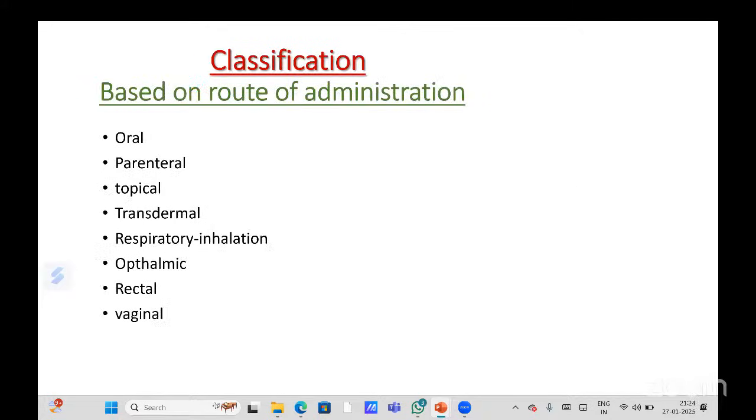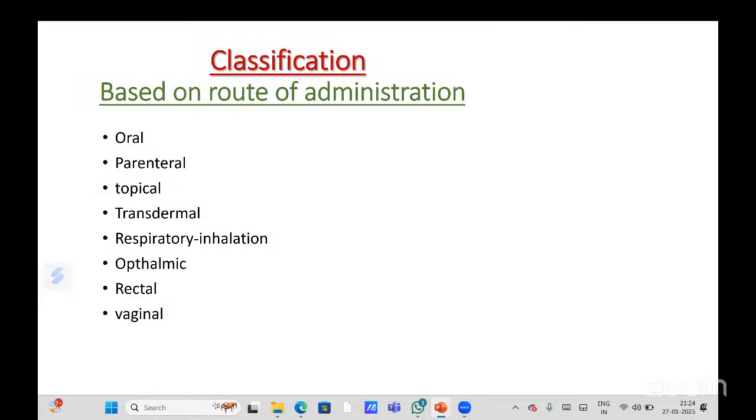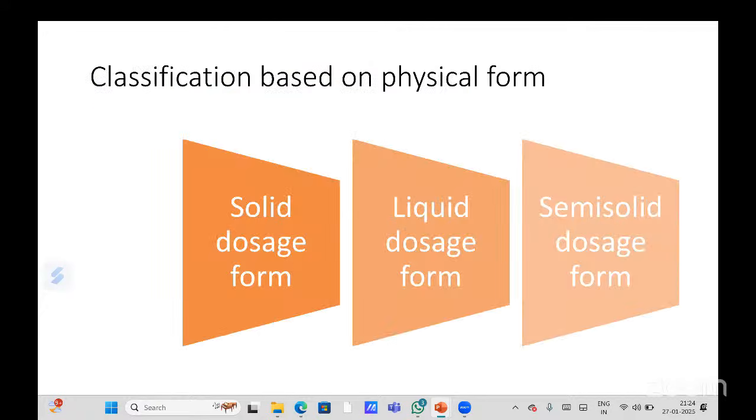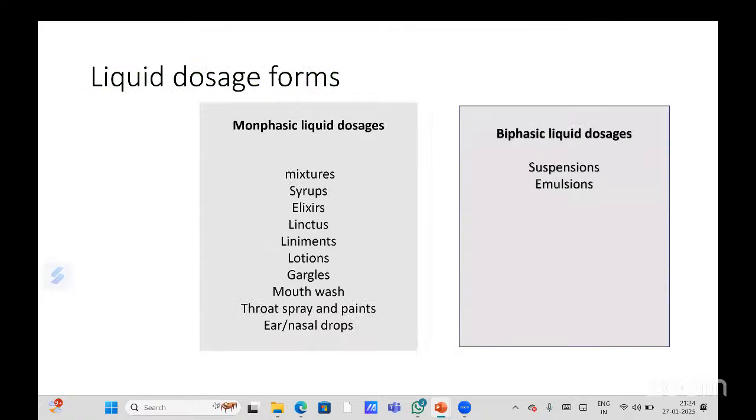Classification of dosage form: you may be asked to define dosage form and classify it. You may get such a question for 5 marks. That time you have to classify based on the routes of drug administration. It is classified into oral, parenteral, topical, transdermal, respiratory inhalation, ophthalmic, rectal, or vaginal. Then classification based on physical form, like solid dosage form, liquid dosage form, and semi-solid dosage form. Solid dosage forms are again classified into tablets, capsules, powder, granules.